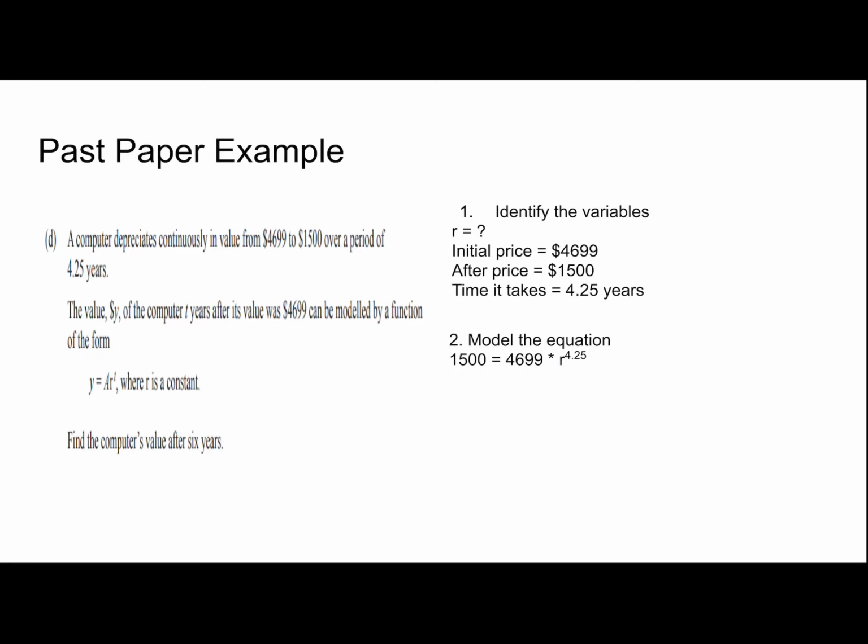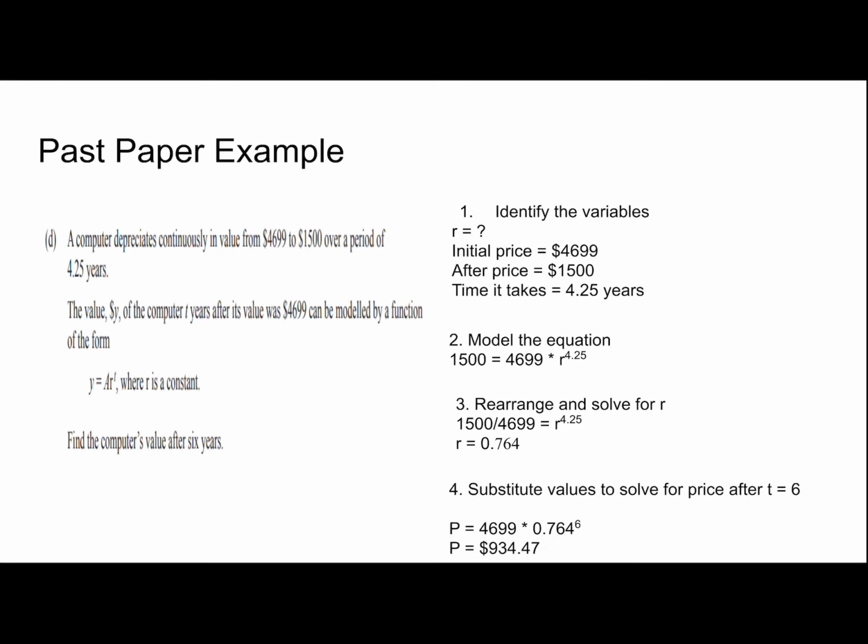Number 2, setting up the equation. 1,500 is equal to the initial amount times the rate to the power of time. So therefore, if we simplify this, we move the 4,699 to the other side. We should get that, rearrange and solve for R. So 1,500 divided by 4,699. And because it's R to the power of 4.25, we just need to take the 4.25th root of everything. And that will give us our R value. And you should find that R should give you 0.764 as your answer.